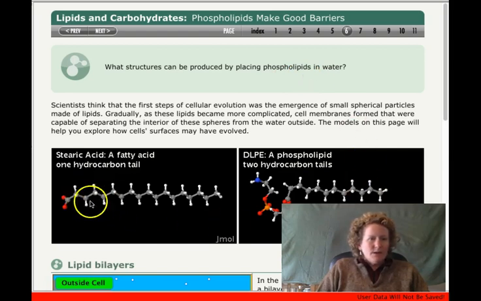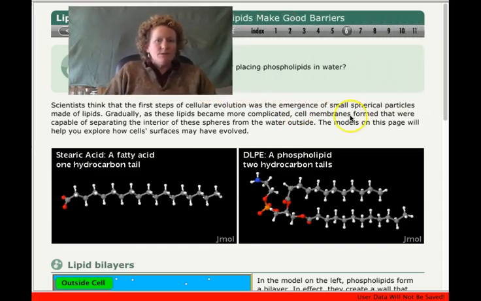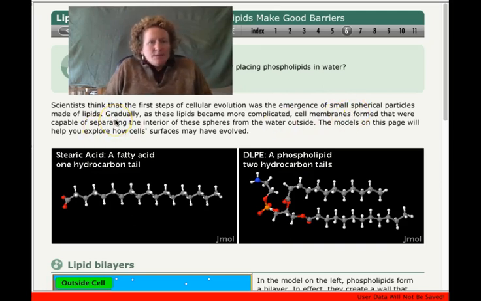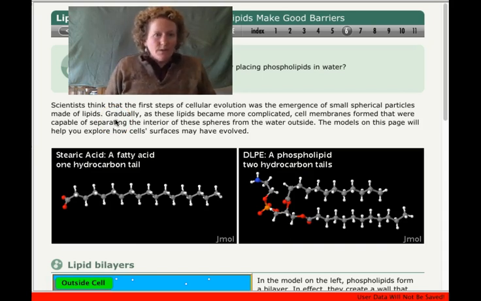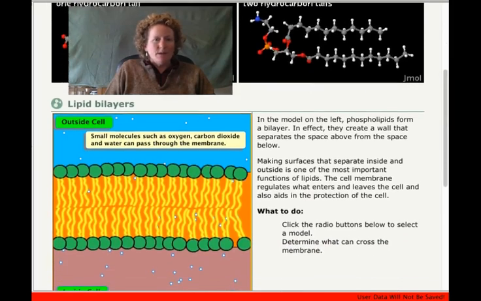So now we're going to talk about what structures can be produced when we place phospholipids in water. So we have a stearic acid, this is a fatty acid, and when we hook up a couple fatty acids together, we get a phospholipid, and you can see there's a phosphorus in there as well. Scientists think that the first steps of cellular evolution was the emergence of small spherical particles made of lipids. Gradually, these lipids became more complicated. Cell membranes formed that were capable of separating the interior of the spheres from the water outside. The models on this page will help you explore how cell surfaces may have evolved.